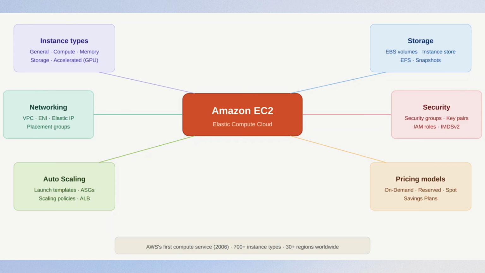EC2 is the backbone of AWS. It was launched in 2006 and still powers most cloud workloads. Every other AWS compute service, be it Lambda, ECS, EKS, and even more, runs on EC2 underneath. There are 700 plus instance types, but most people use 5. So let me walk you through what EC2 is all about.